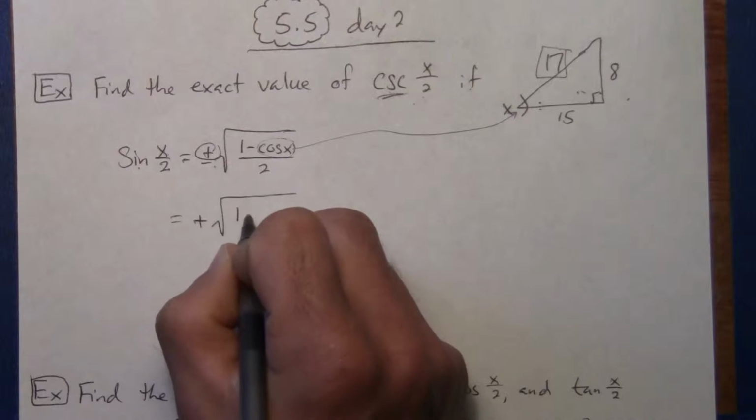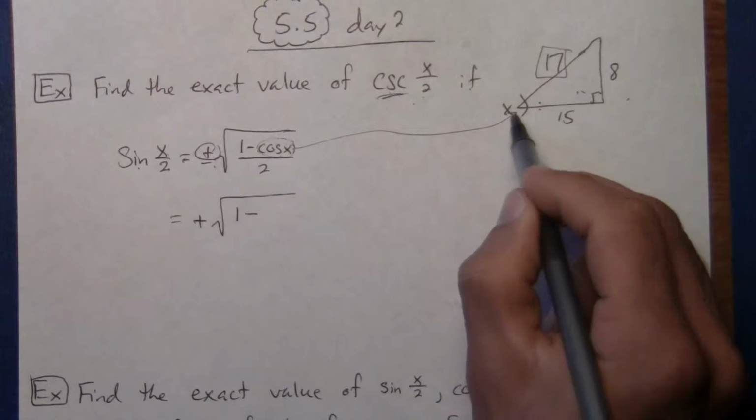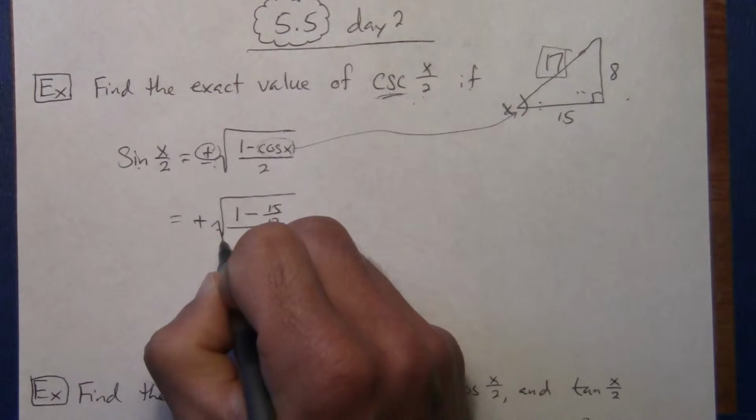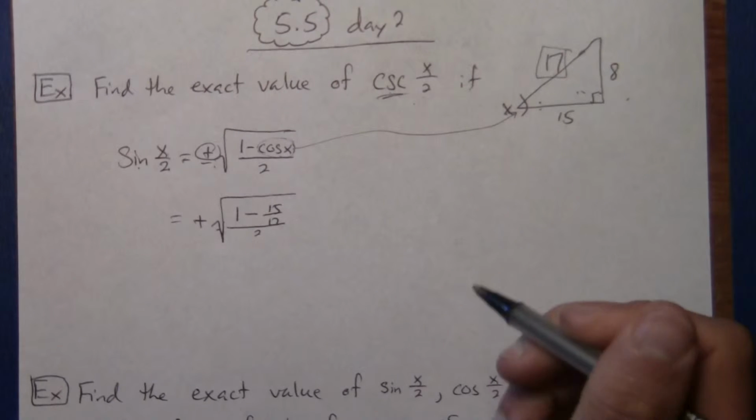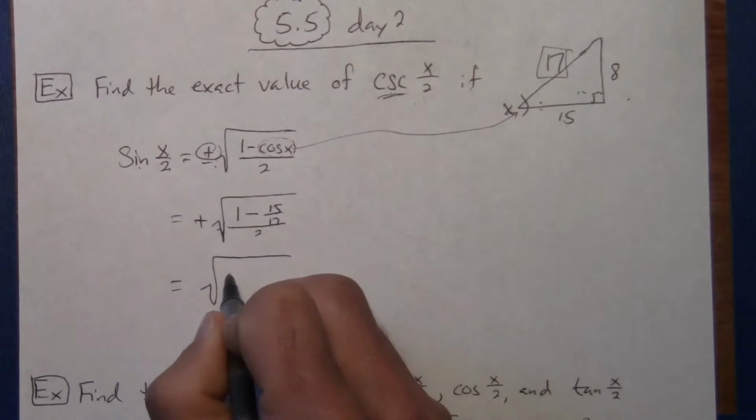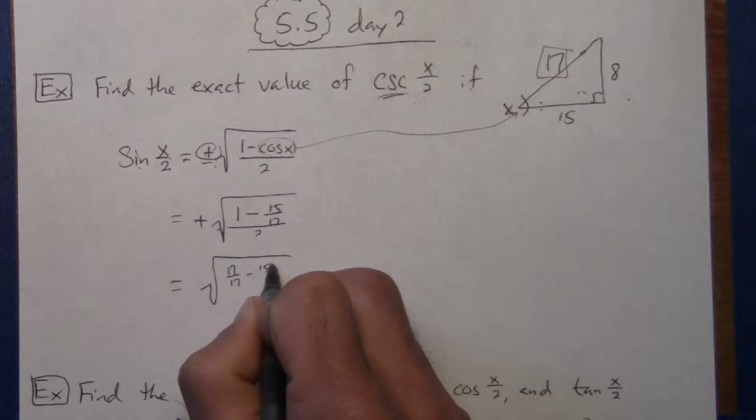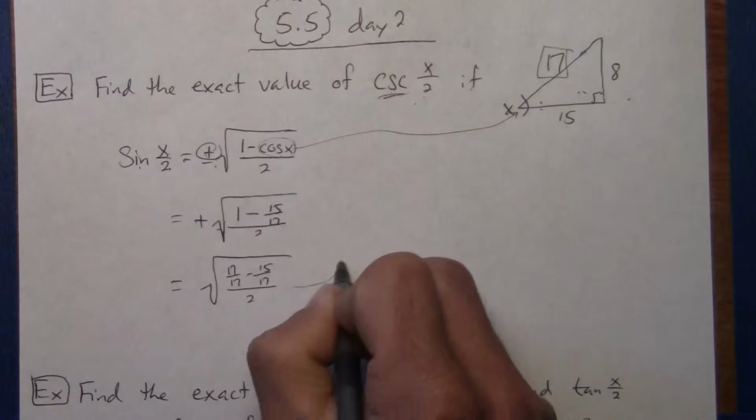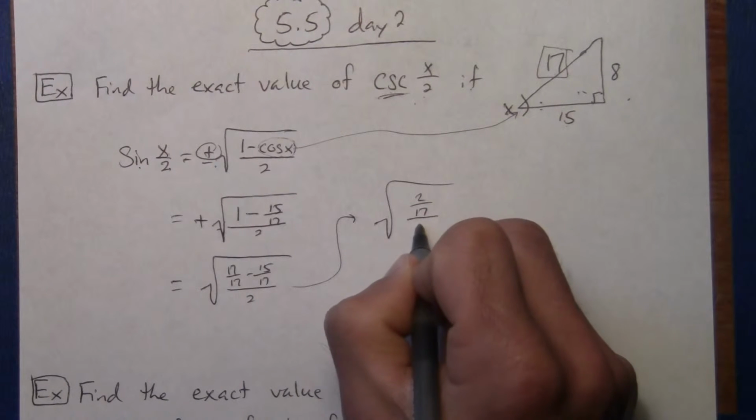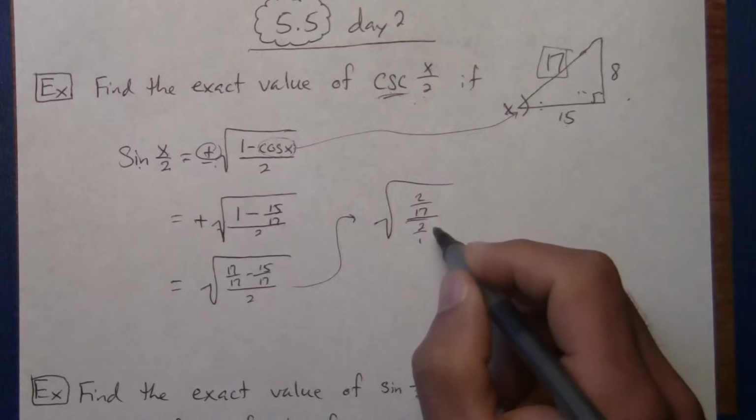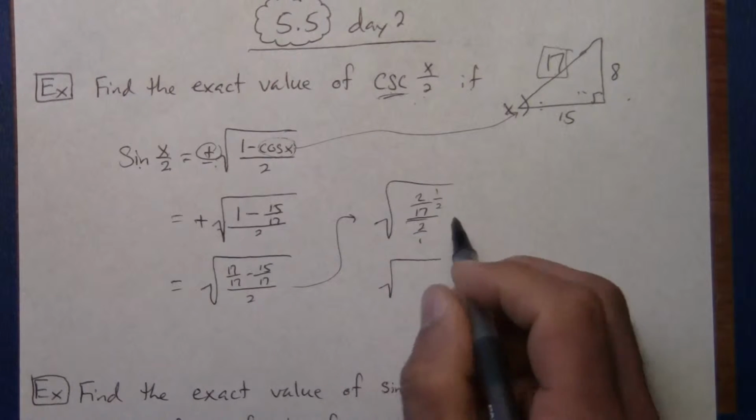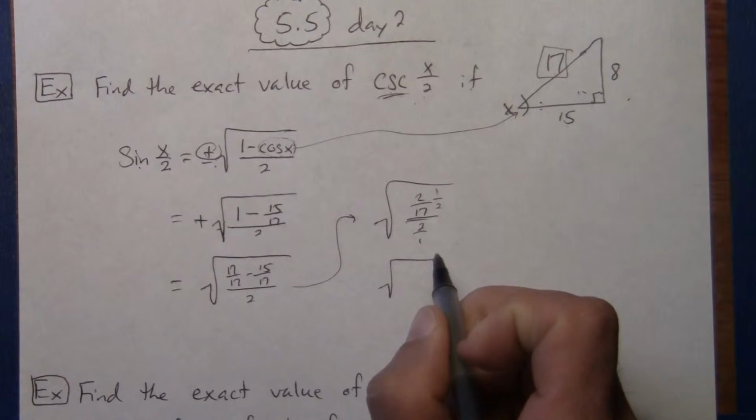The square root of 1 minus, now the cosine of this triangle, the cosine is 15/17. And then I divide that by 2, and again, that's all in the radical. And now I just have to simplify, and I'll have my answer. So this is going to give me the square root of 17/17 minus 15/17 all over 2. Or, of course, that's going to give me the square root of 2/17 over 2. And remember how that works. If you multiply by the reciprocal, the 2 would actually be in the denominator. So this is eventually going to give me the square root of 1/17.